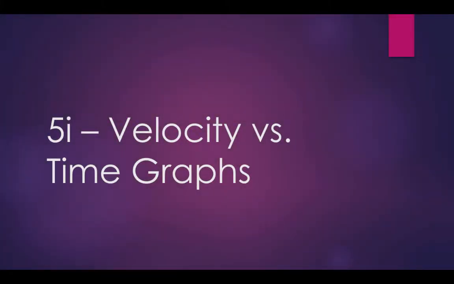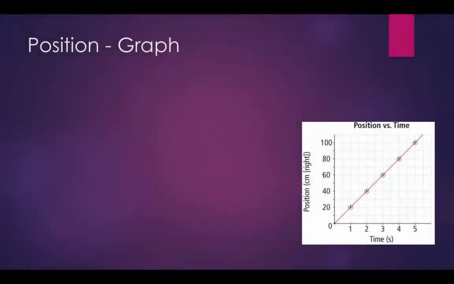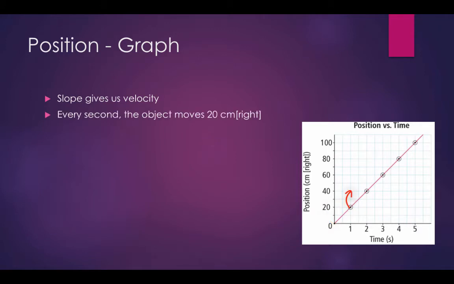5i, velocity time graphs. Remember, position time graphs show the position of an object with the progression of time. Slope is velocity. With this straight line position time graph, we see that the object moves 20 centimeters to the right for every 1 second. The velocity is 20 centimeters per second to the right.